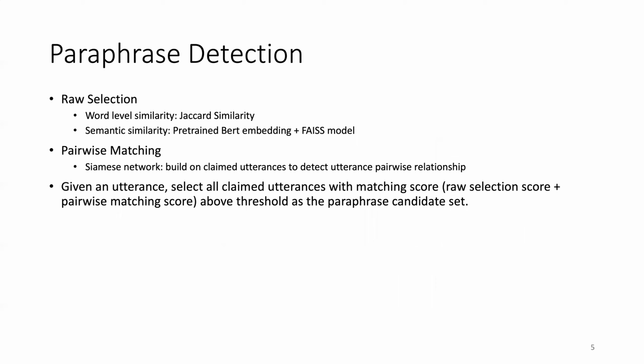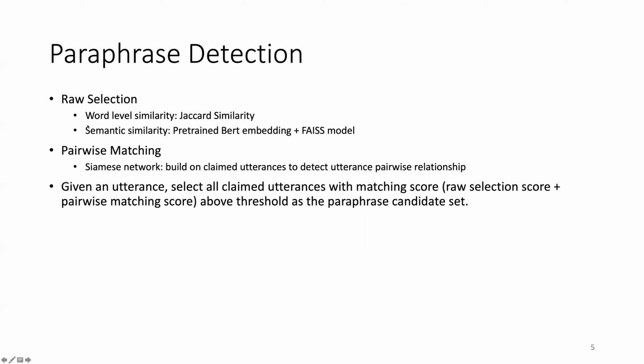It contains two steps: the role selection and the pairwise matching. Given an unclaimed utterance, we have a couple of claimed utterance candidates, and we pass the first step, the role selection, containing the word-level similarity. Meanwhile, it's the Jaccard similarity. And another one is calculating their semantic similarity.